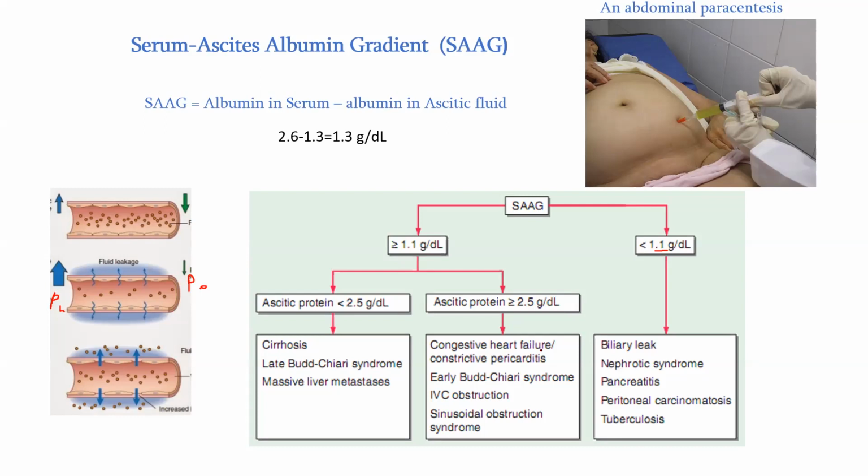Here is the SAAG of our patient. Let's recall that his serum albumin was 2.6 grams per deciliter, and albumin in ascitic fluid is 1.3, so SAAG is 1.3, which fits a transudate.